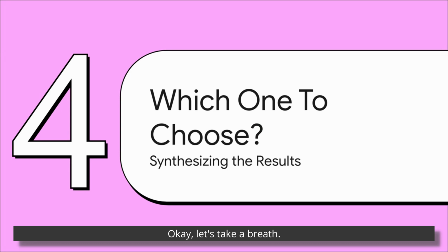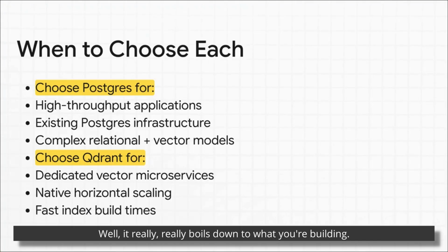Okay, let's take a breath. We've seen the data. Postgres absolutely crushes throughput. Qdrant is the champ for single query latency. One is integrated into SQL, the other is a specialized API. So, after all that, which one should you choose for your project? Well, it really boils down to what you're building.